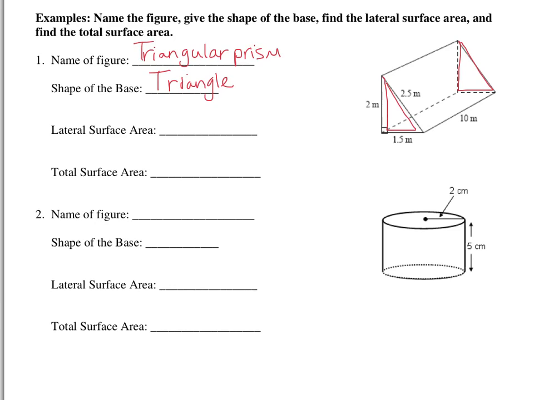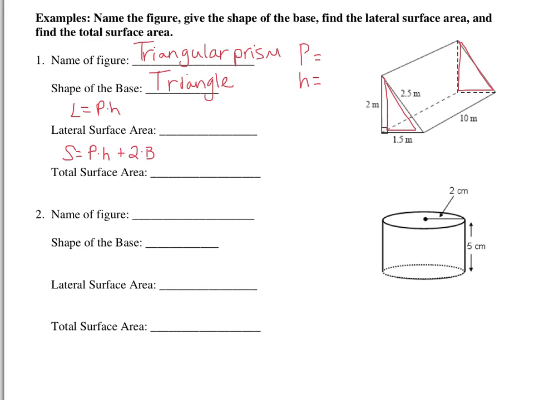Lateral surface area, if you remember with your prism, is going to be the first part of the equation. So that means that it's just the capital P times the h, and that's it. My total surface area then is going to be the lateral plus the area of my two bases.